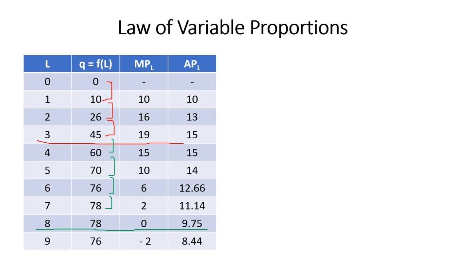The average product of labor is also falling, but now the rate of fall in marginal product of labor is higher than the rate of fall in average product of labor. At the 8th unit of labor, we can observe that marginal product of labor is 0 and total product is at its maximum quantity.